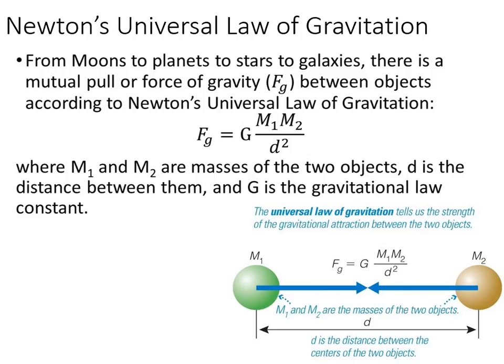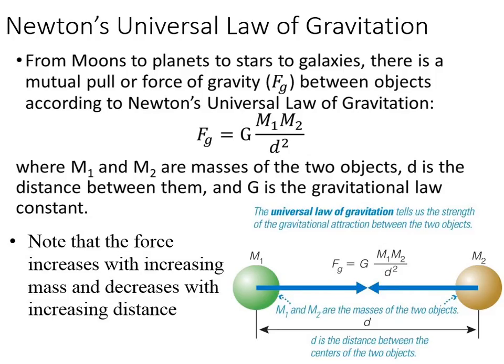Then, in order to calculate the force of gravity, you have to divide by the distance between the two objects, raised to the second power, distance squared. So it makes sense that the more the distance between the objects, you're increasing that term in the bottom, so the force of gravity decreases. So the force increases with increasing mass and decreases with increasing distance, and it kind of makes sense.